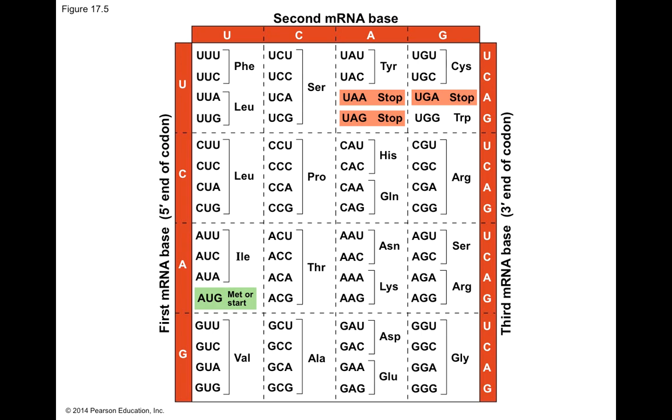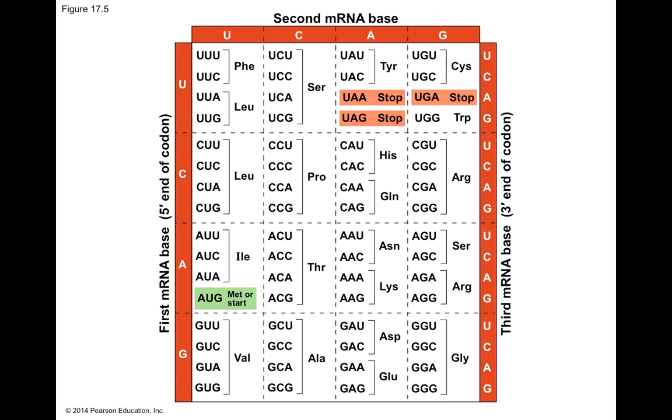For those of you who are not familiar with using a chart like this, I think most of you probably used the circle chart in your other biology class. You find the first letter from the left-hand side, the second letter is across the top, so find the appropriate box, and then the third letter is found from the right side of the chart.